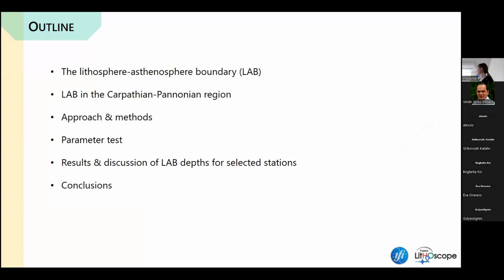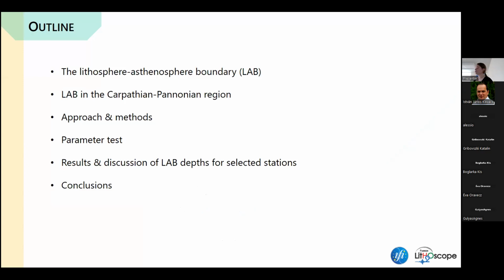So I'm going to touch on the subject of what we mean by the lithosphere-asthenosphere boundary and how it is in the Carpathian-Pannonian region. And then I will show our approach and a detailed introduction to our methods. Then I will show how we tested some parameters and then show the results on the LAB depths for several locations.